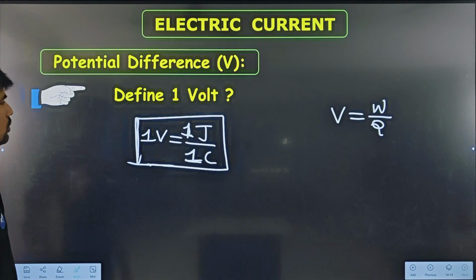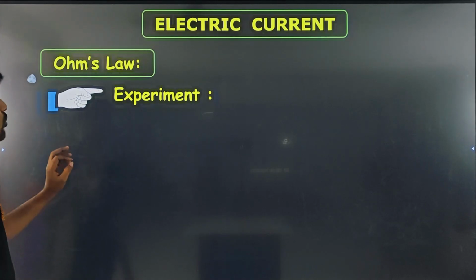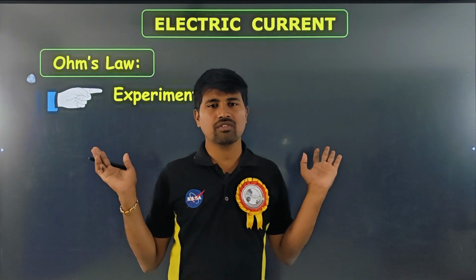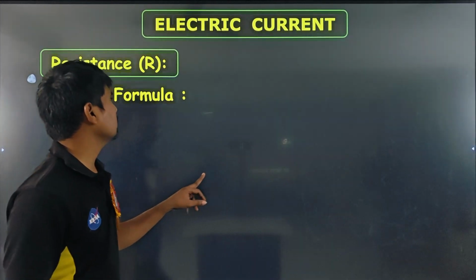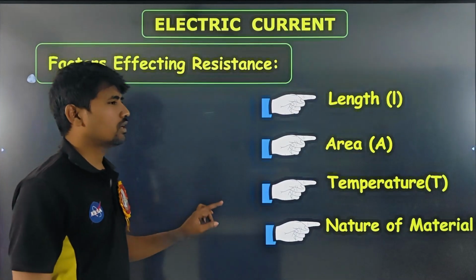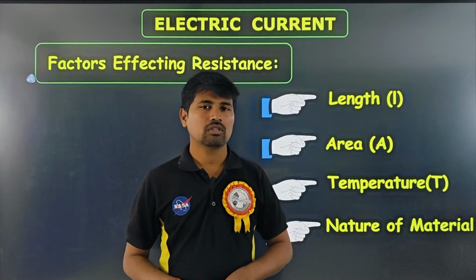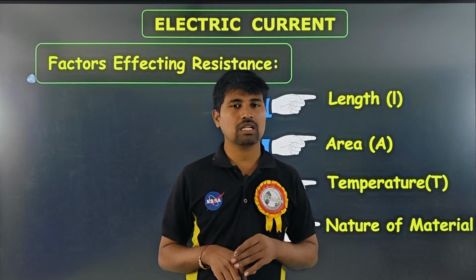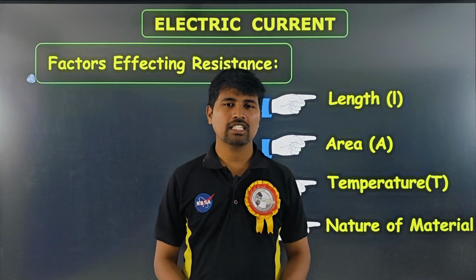Students, go through the definitions, follow the textbook. Next, Ohm's law experiment. We will discuss this in the next part: the Ohm's law experiment, then resistance and factors affecting resistance. We have series and parallel combination problems, Kirchhoff's laws, and problems based on power, the functioning of a fuse, and everything we'll discuss.